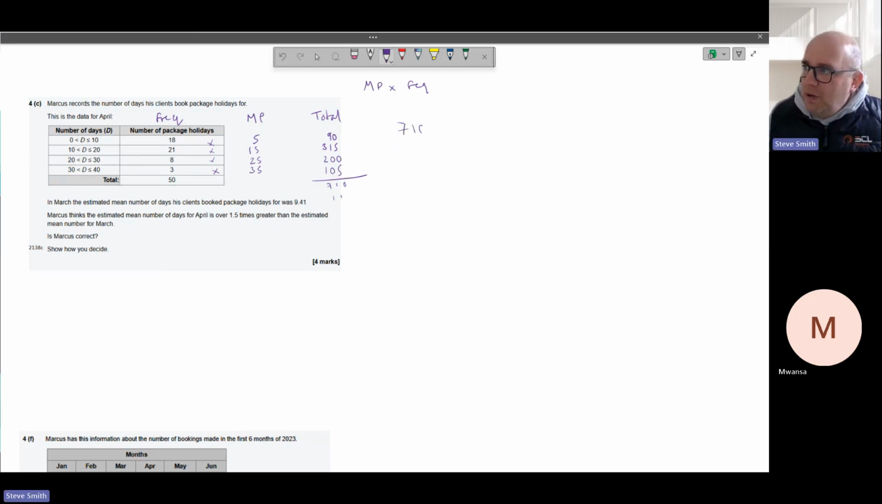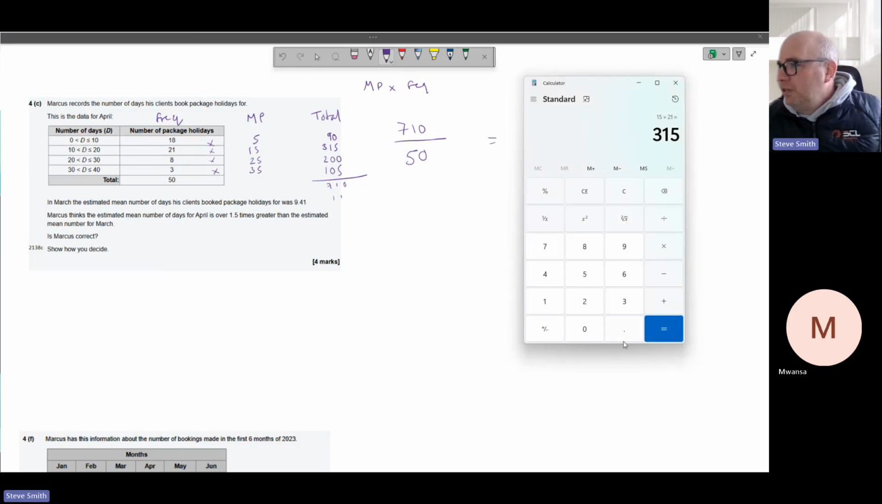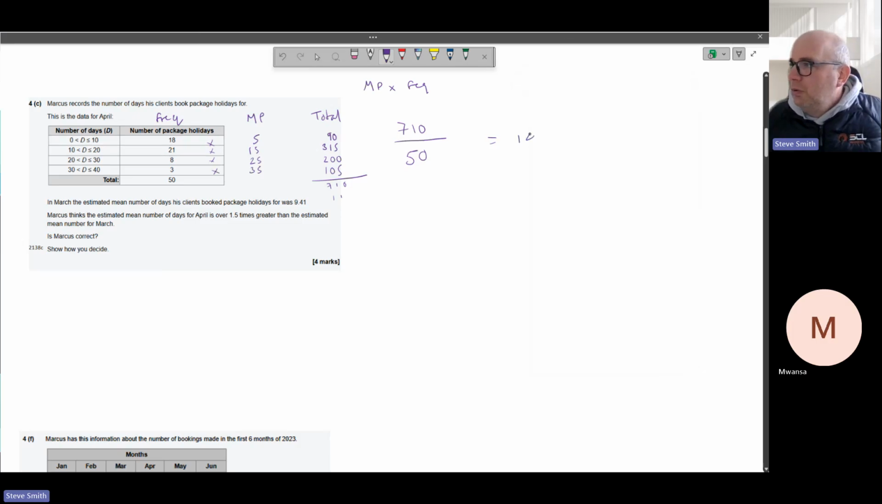And then we've got to divide it by the number of occurrences. Well, it told us here, 50. Some questions don't tell you, so you've just got to add all those numbers up. And that's going to give us our estimated mean. So we've got 710 divided by 50 equals 14.2. Okay, 14.2.